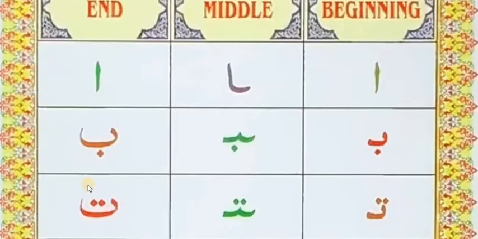Next letter is Ta. Please remember, Ta has two dots at the top, and it is the short form of Ta, like Ba. Ba, Ta, Sa. These three letters have the same rule in short forms. So Ta comes in the middle in this shape.